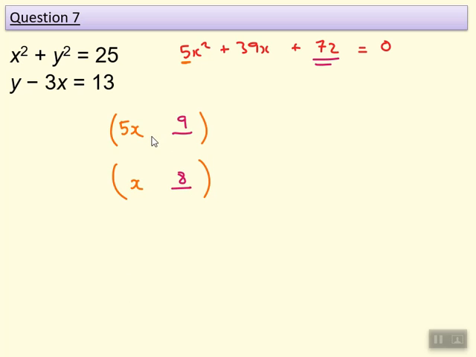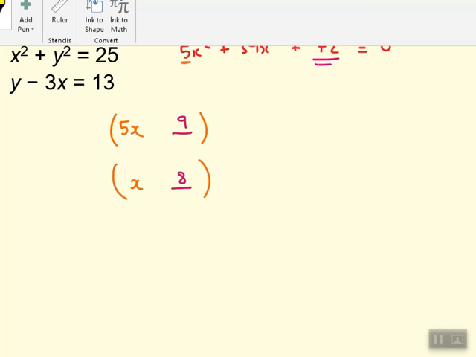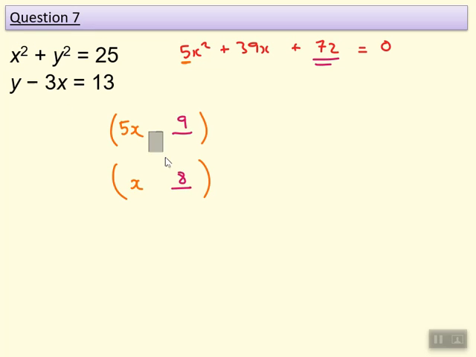But what I then do is I do a bit of crisscrossing. So I multiply these two together. Oh, and by the way, it's positive 72, isn't it? So they both need to be positive 9 and positive 8. I multiply these two together, that's 45x. And then I multiply these two together, which would be 9x. But you can see that those two do not add to 39. So I know that these are wrong.